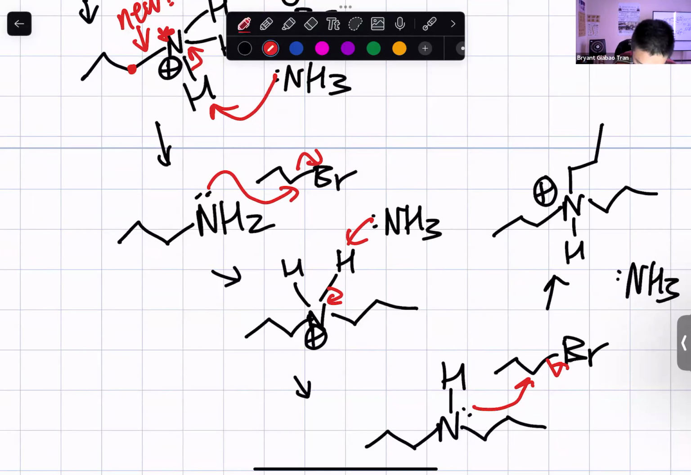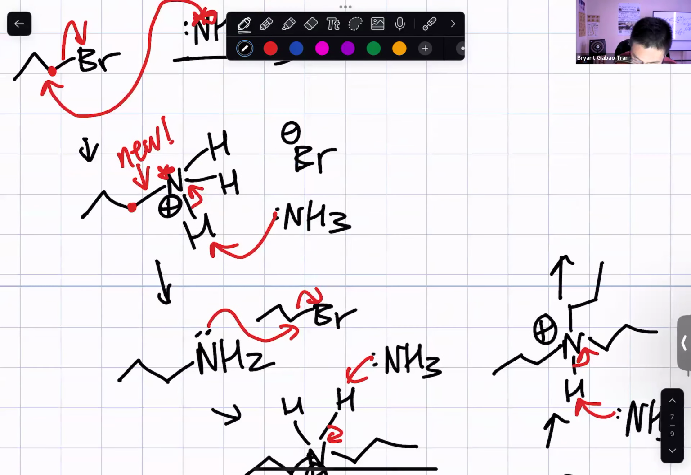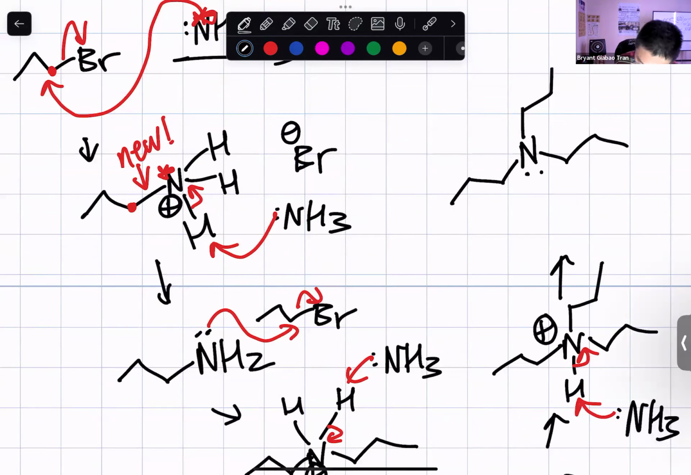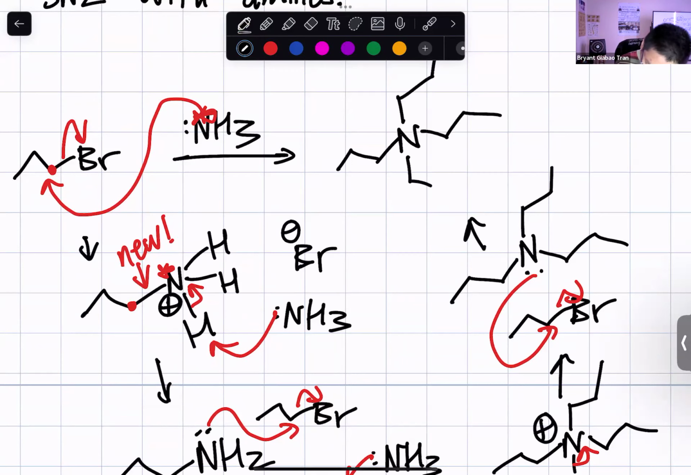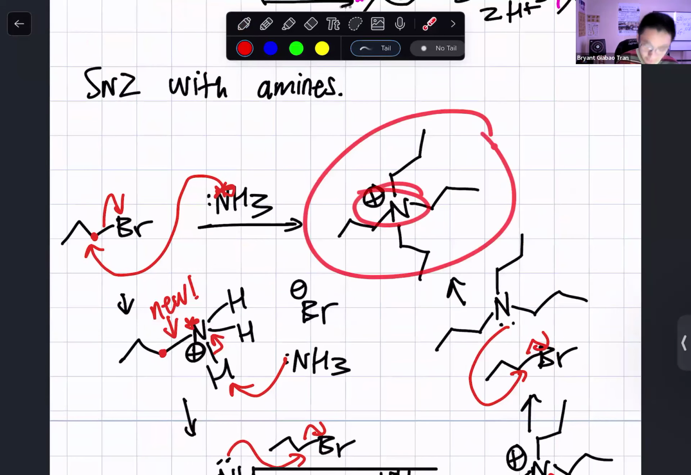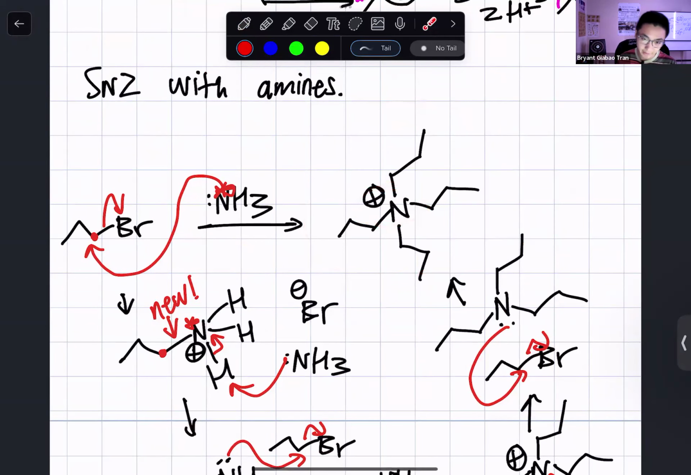Ammonia is going to deprotonate. This is the last acid-base step, because once we do that, this nitrogen becomes nucleophilic again, which is going to attack another haloalkane, which is going to be the last step now. Because once we do that, we're going to get this quaternary ammonium ion, where we can no longer neutralize the positive charged nitrogen because there's no protons left to grab and deprotonate. Right, so this is over-alkylation of amine.